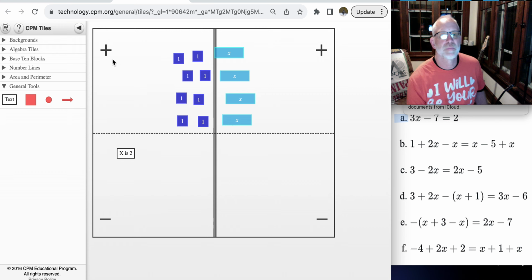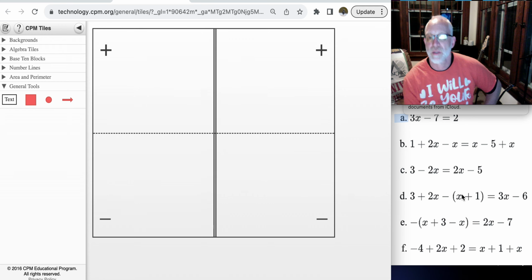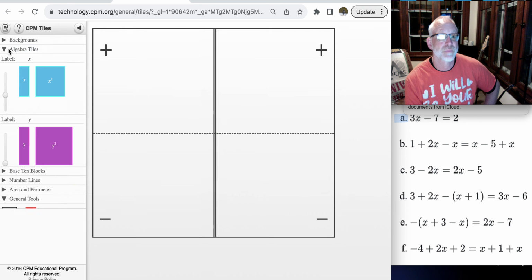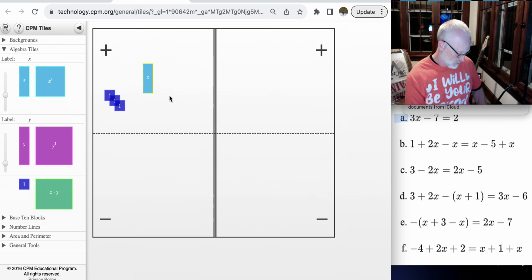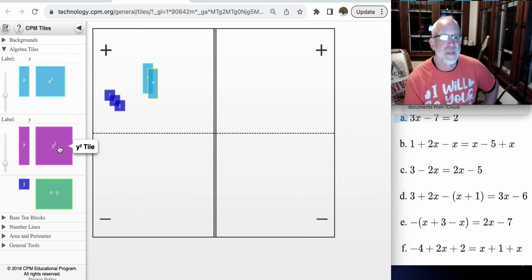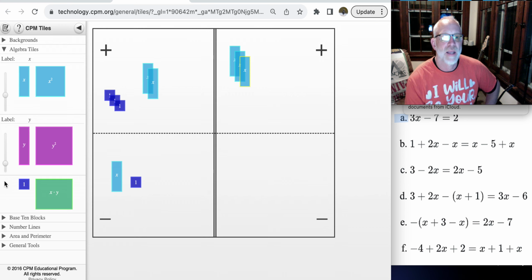Okay. Next one looks like this. This one has an opposite in it. 3 plus 2x. Opposite x plus 1. Opposite x plus 1 equals 3x's. And 6 negatives.